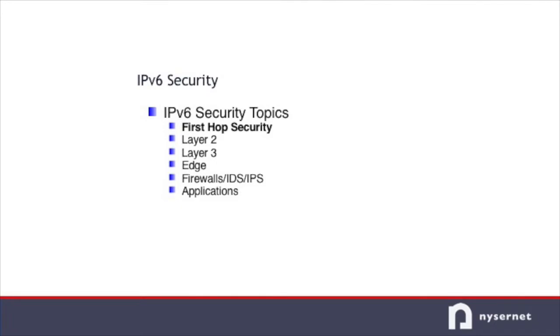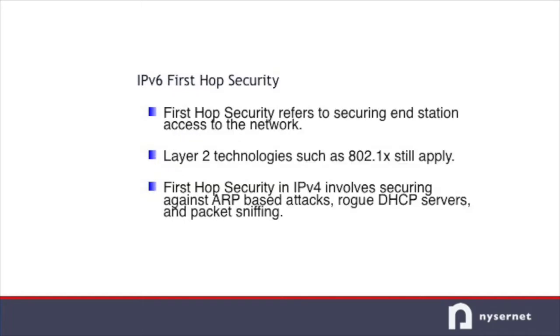In terms of topics I want to talk about, there they are on the screen. First top, layer 2, layer 3, edge, appliances, and applications. First top security, I'm referring to getting workstations or end stations attached to the network. IPv6 is a layer 3 technology, meaning things like 802.1x, if you've implemented it, that's layer 2, still applies. Running an IPv6 network changes nothing about that.